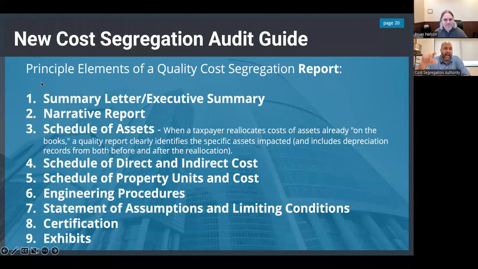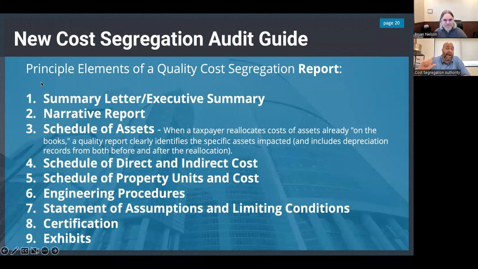This is just the 9 quality elements of a cost seg study. I just want to direct your attention to number 3. I've been doing this for 7 years. I would say 80% of the reports up to this date don't include number 3, which is a schedule of assets. So this says when a taxpayer reallocates the costs of assets already on the books, a quality report identifies those specific assets impacted and includes depreciation from before and after the reallocation.